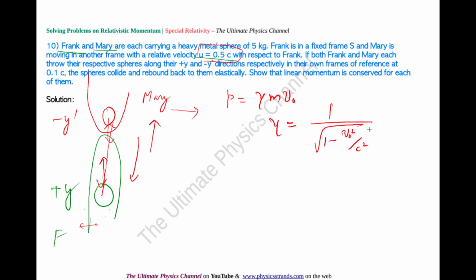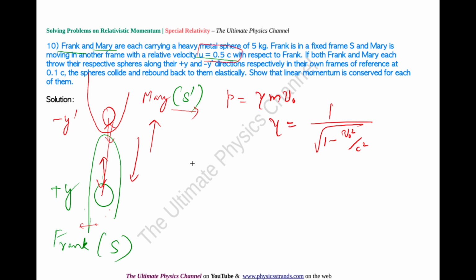So there are two things here. U is the relative velocity, whereas v naught is the velocity of the particle which is moving. So we have to consider these two frames separately. There is Frank's frame, let us call that S frame. Frank is moving, let us say, in S frame, whereas Mary is moving in, let us say, S prime frame.